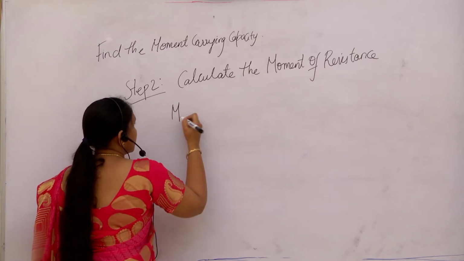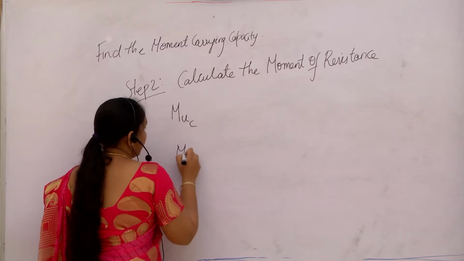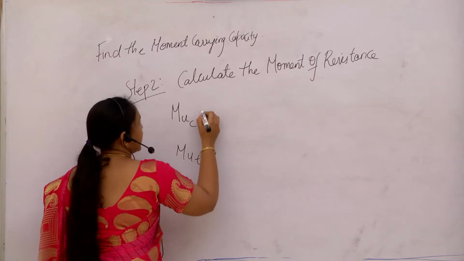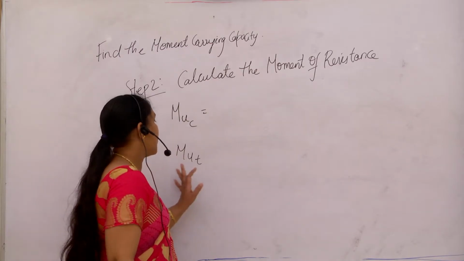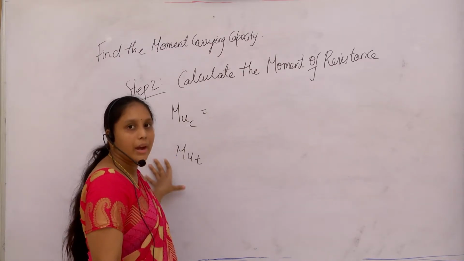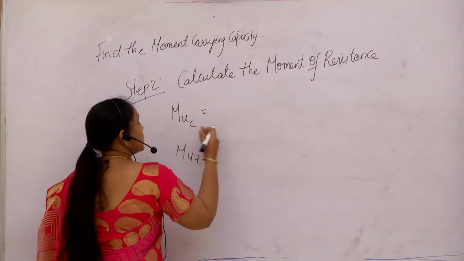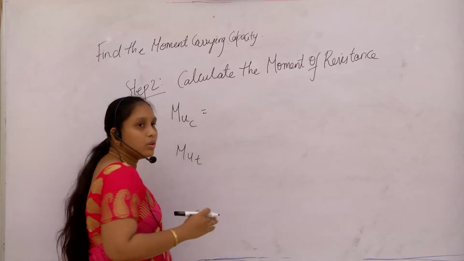So we have two formulas, that is MUC and MUT. That is, one is for the concrete failure and the other is for the tensile failure. So out of these two moments you have to consider the minimum moment. So what is the formula for calculating MUC?